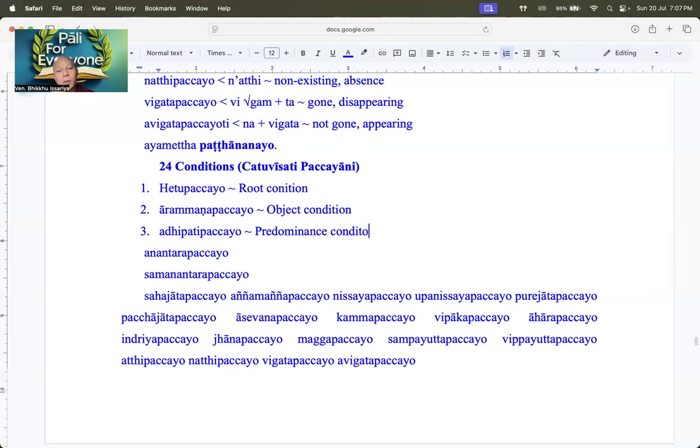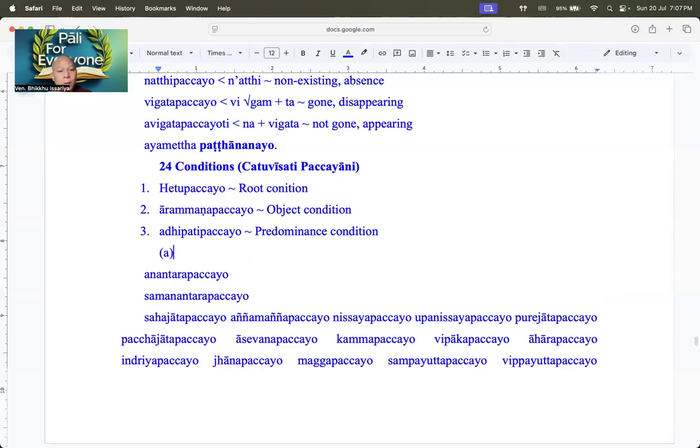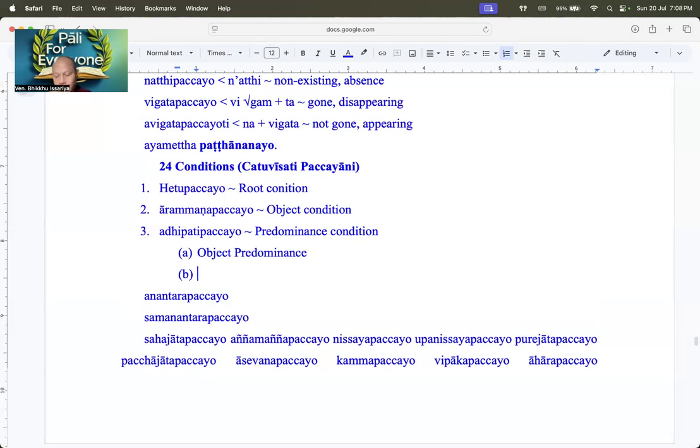So that predominant condition, when they support their respective Dhamma at the time, it has two ways. One is by way of the object predominance, so dominance by means of object, or object predominance. And the second one is cognizant predominance. Cognizant means arising together. So at the time they support as a leader or something. Cognizant predominance in this way.